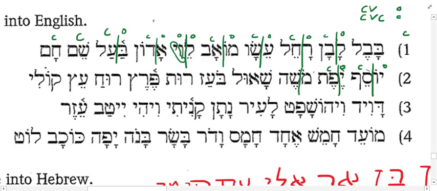Alright? So we're going to distinguish those dots there so that we can separate these syllables. Mo is open, consonant vowel, mem, holum. And then she, this is tricky.